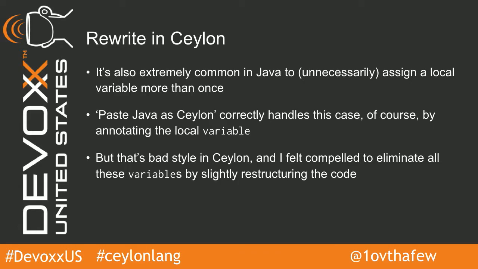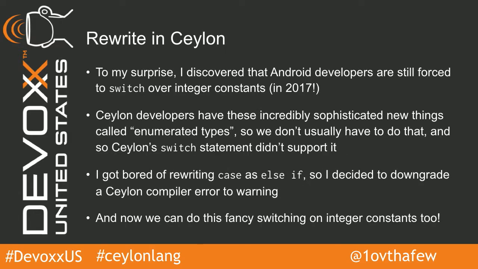Another thing I changed, another thing that took me a little bit of time, is that it's extremely common in Java to have a local variable which we set to something, then if something, set it to something else, then if something else, set it to something else, where we have a local variable that's assigned and reassigned. Ceylon handles that perfectly well. It just annotates the thing variable because it can see it's being assigned. But that's kind of bad style. So I felt like I should eliminate all those uses of variable and rewrite the code slightly, and it turns out cleaner to do that.